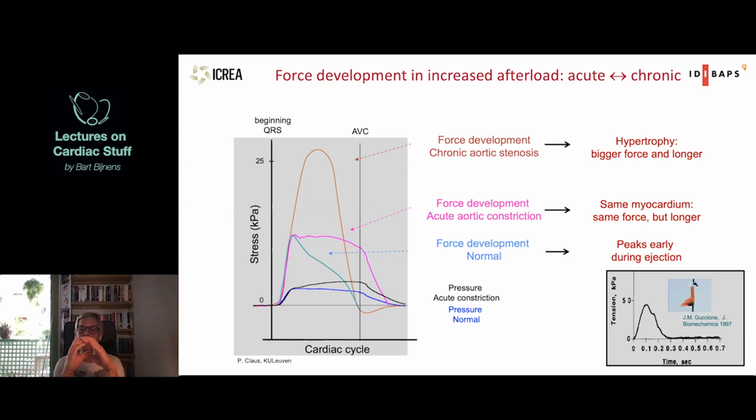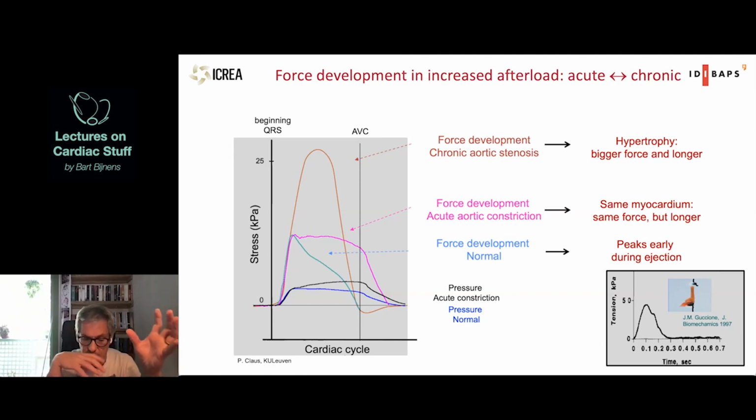You probably need less force development, because when the cavity becomes smaller, of course, your wall stresses also become smaller in the Laplace way. So even because of this, you don't need these high forces. So everything comes together in a nice way.